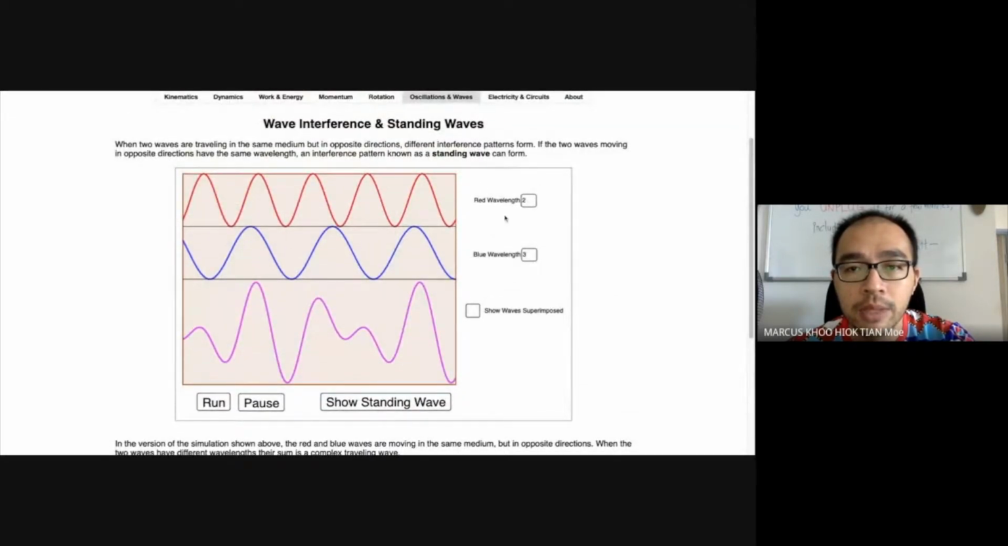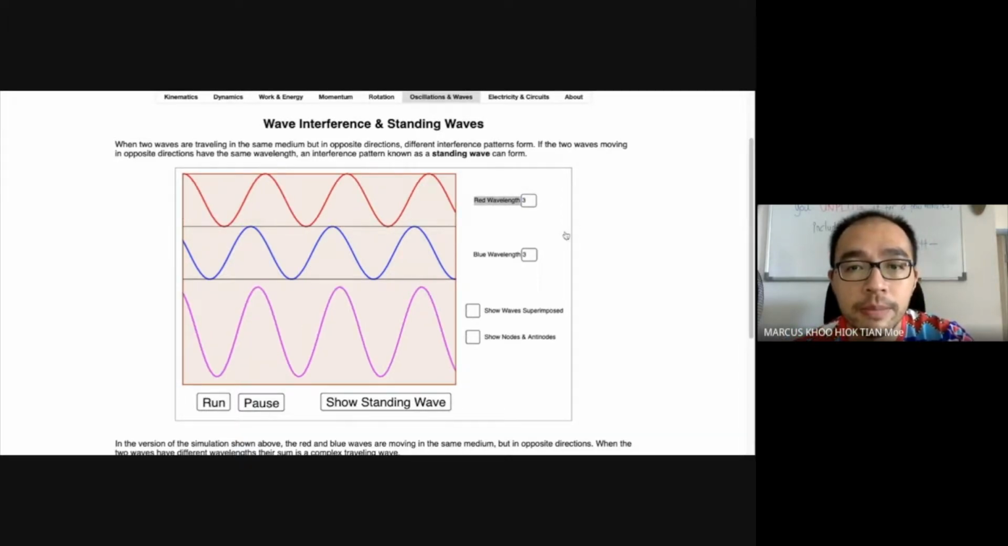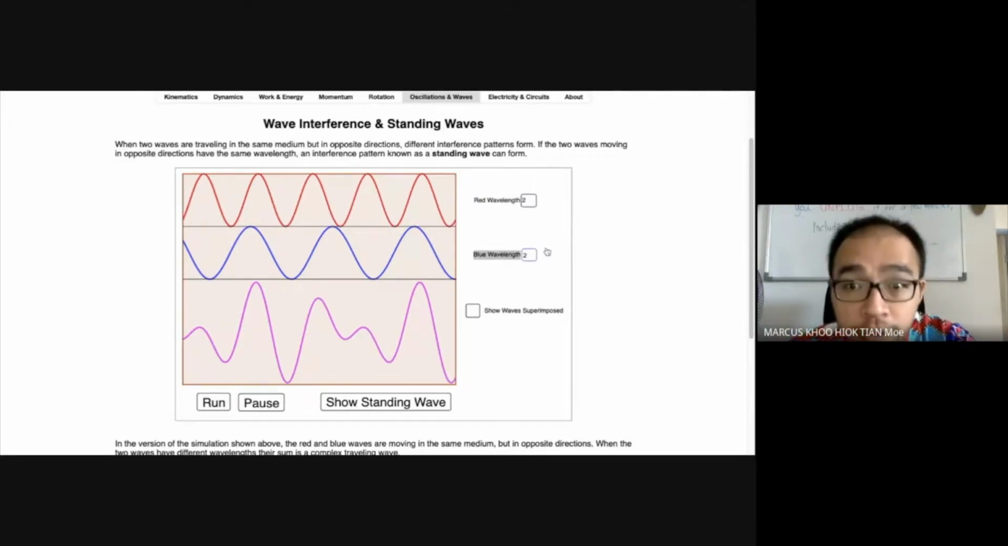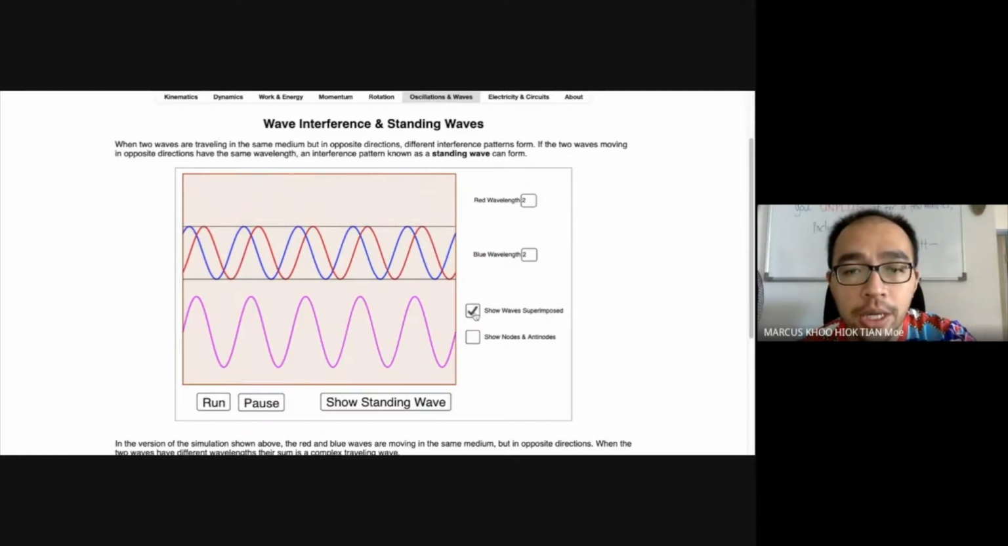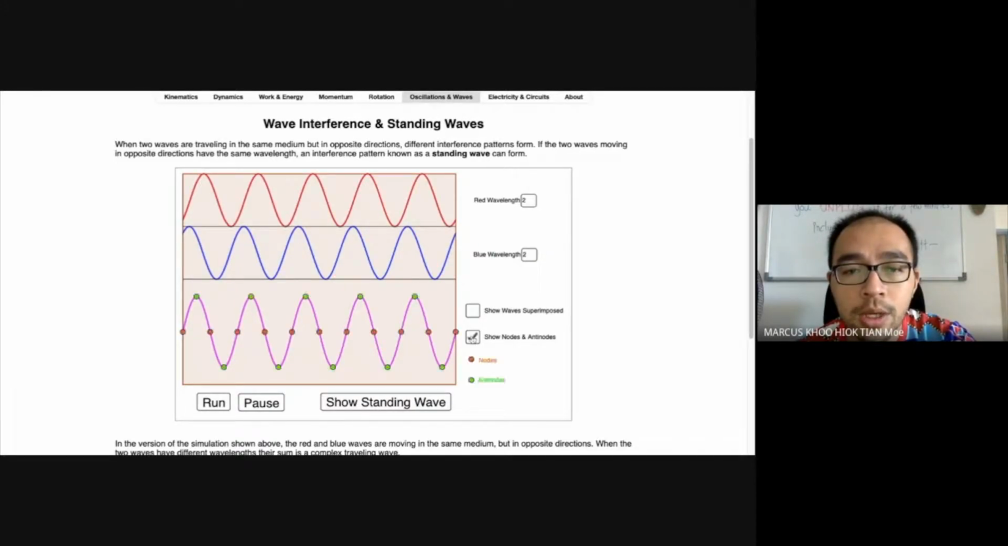For the third one, I would suggest that you set both the numbers the same. Set both as 3 and 3, or you can set it as 2 and 2 if you want. For the beginning, if this is 2 and this is 2, after that you can play around and change this one. Then you can show it superimposed, and this is what I want you to tick.